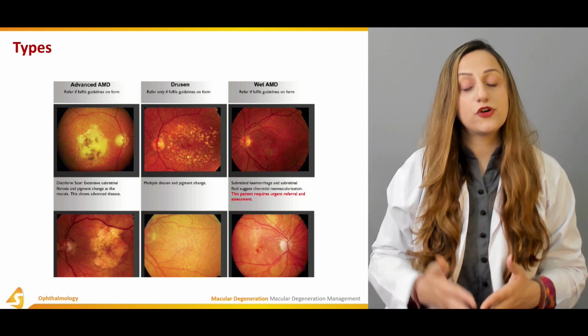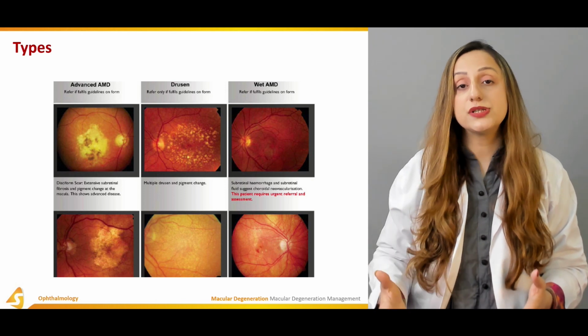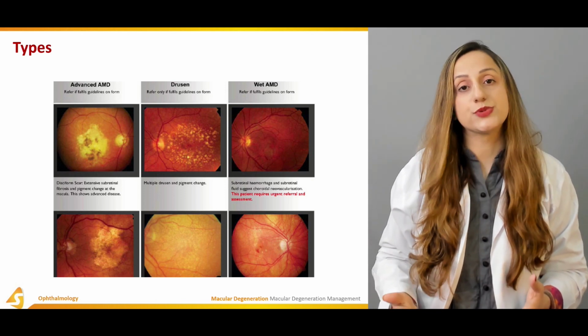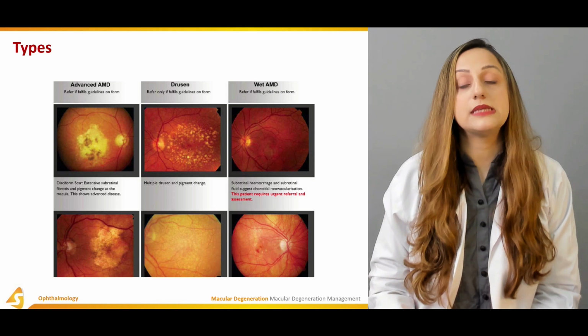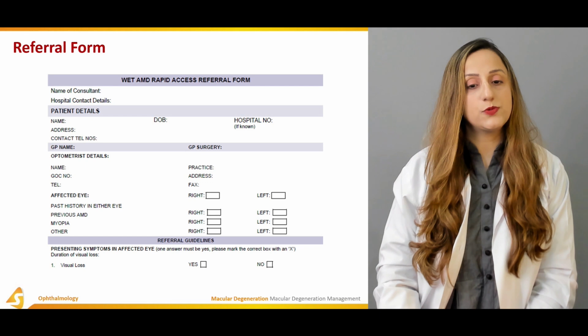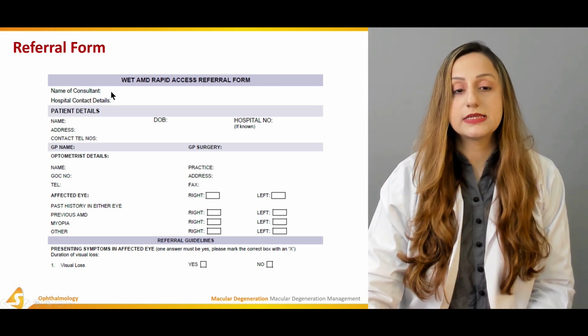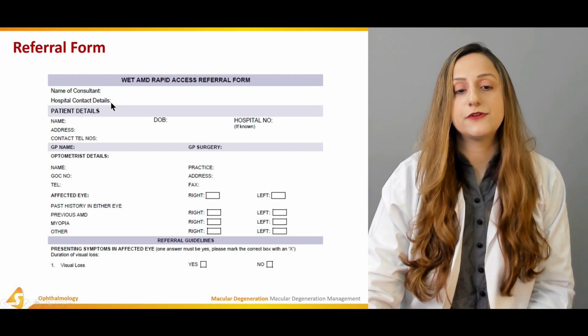So again, as I've already focused on, it's a chronic kind of a disease, but prevention is much better than the treatment prognosis over here when we are dealing with these age-related macular degenerations. The referral forms that we usually give as a GP or a general practitioner, you have to write the name of the consultant, the hospital details on the referral forms.